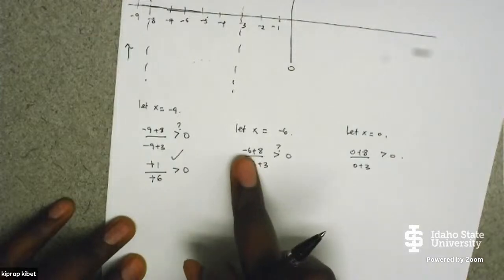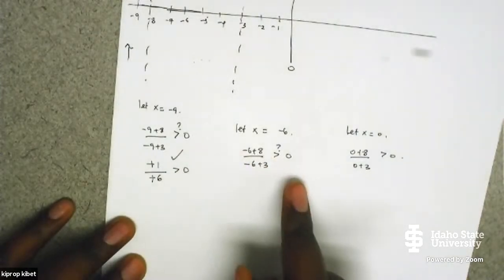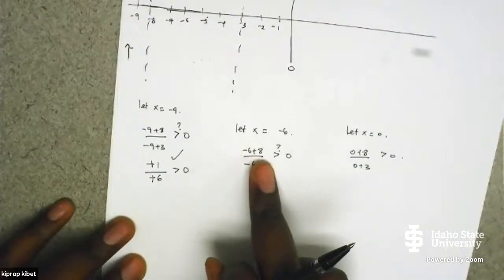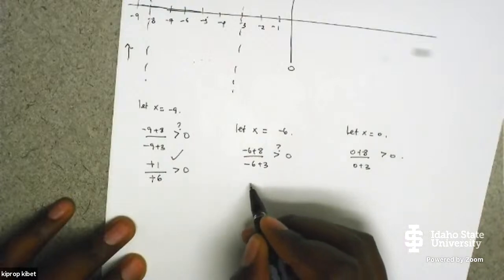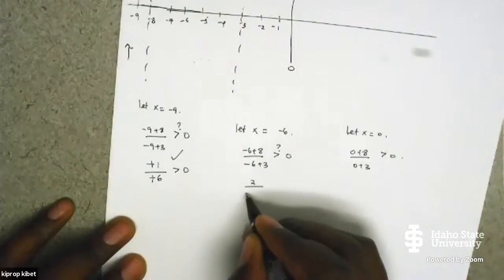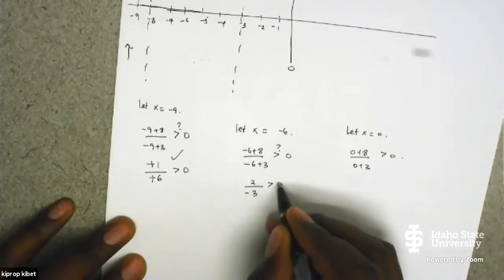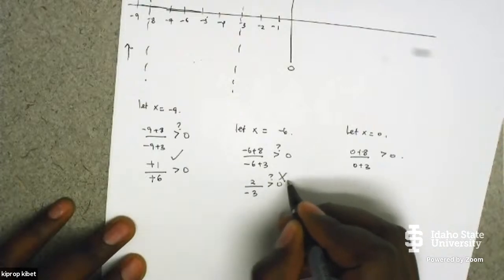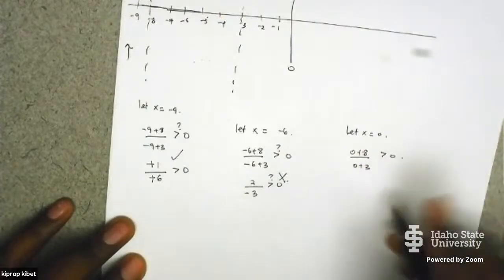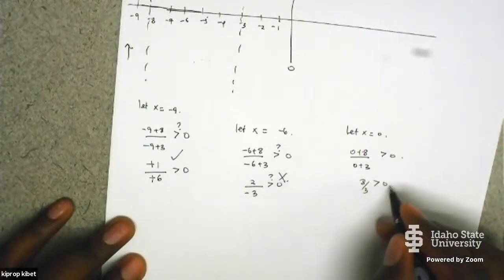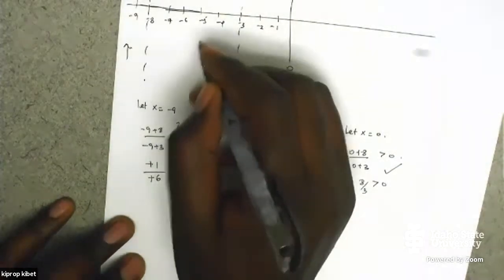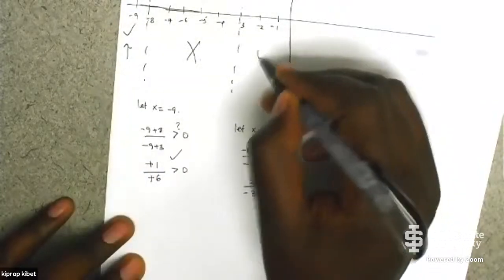When we put here minus 6 plus 8, sorry, what is it? It is 2. All over -6 plus 3 is what? Negative. Is this greater than 0? No. So that is not greater than 0. We come here, 0 and that's 0, you get 8 over 3. Is this greater than 0? Yes. So this region is not satisfying. This region is satisfying. That region is satisfying.